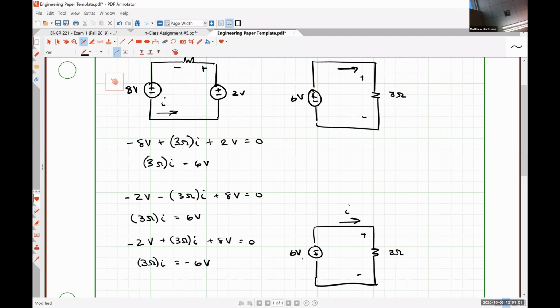So it's all about following Kirchhoff's voltage law around these loops and then using the polarities of your resistors to figure out what the polarities of the voltage should be. I mean, 8 minus 2 is 6, 2 minus 8 is negative 6. You can come up with either of these circuits and be correct depending on what direction you choose for your current, in addition to what polarity you choose for the voltage drop over your resistor.